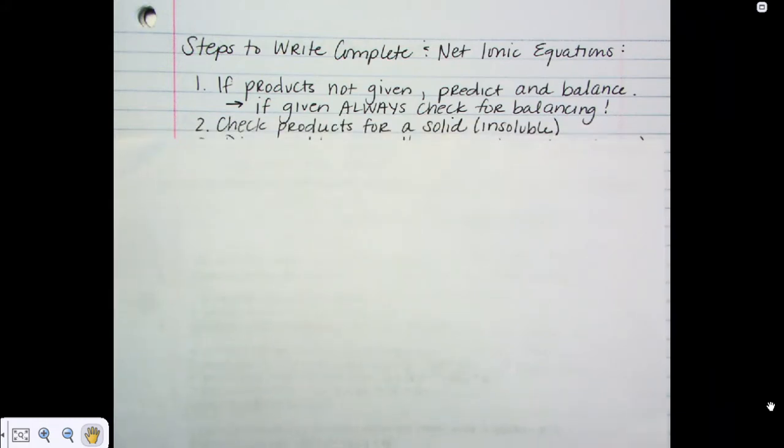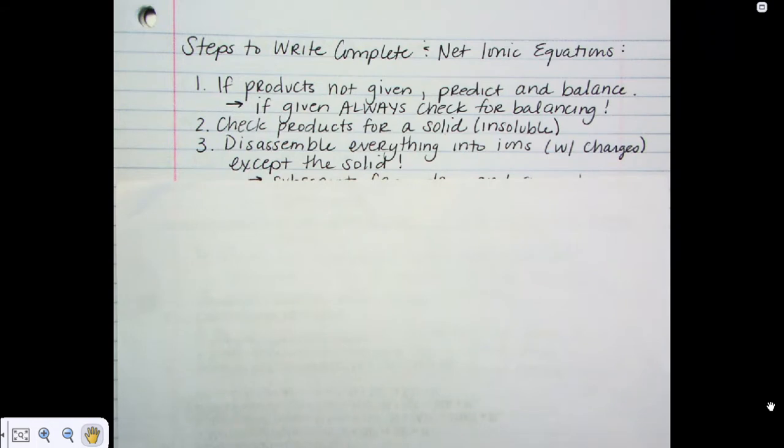Then look at your products. Check your products for a solid. Look for an insoluble precipitate. Your options are going to be, you're either going to have 2 soluble compounds or 1 soluble and 1 insoluble. You're not going to get a situation where you have 2 solids formed. If you think that that's where you're at, go back and check what you predicted for your products because you probably have done something incorrectly.